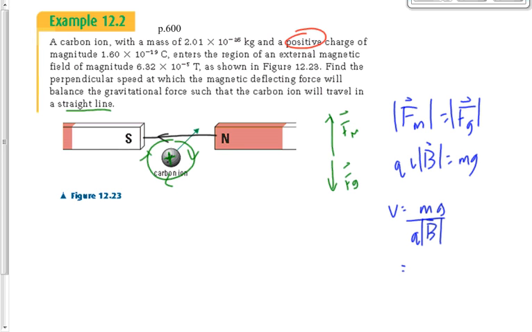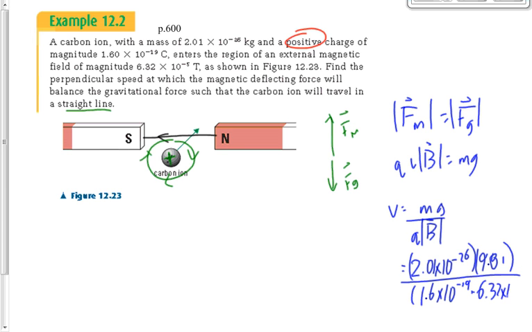What do we got here? 2.01 times 10 to the minus 26 times 9.81 divided by 1.6 times 10 to the minus 19 times 6.32 times 10 to the minus 5. That's a pretty weak magnetic field, right?